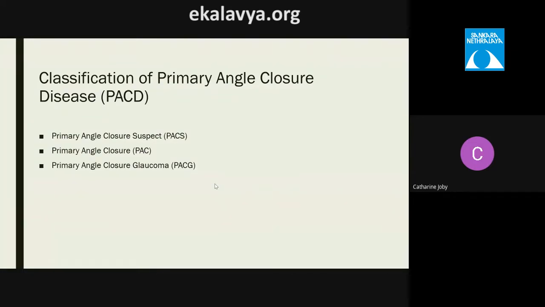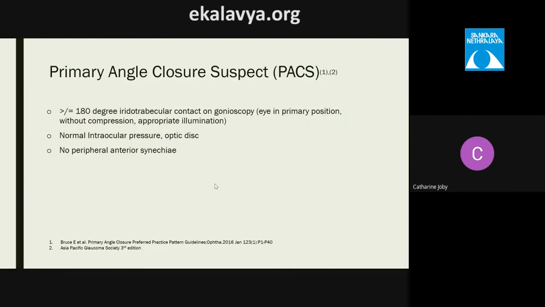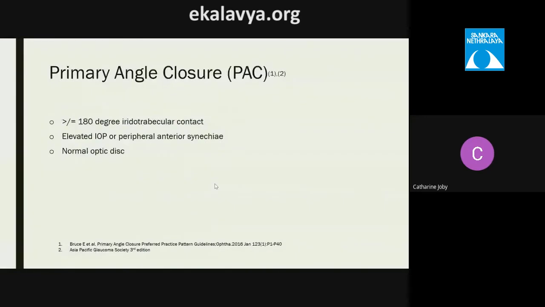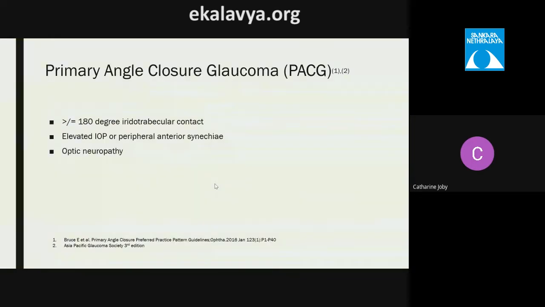Primary angle closure disease can be classified as primary angle closure suspect, primary angle closure, and primary angle closure glaucoma. Primary angle closure suspect is defined when there is 180° or more of iridotrabecular contact on gonioscopy, which is done with the eye in primary position without compression under appropriate illumination, with normal intraocular pressure and optic disc, and no peripheral anterior synechiae. Primary angle closure is defined when there is 180° or more of iridotrabecular contact with elevated intraocular pressure or peripheral anterior synechiae with a normal optic disc. And primary angle closure glaucoma is when there is 180° or more iridotrabecular contact with elevated IOP or peripheral anterior synechiae with optic neuropathy.